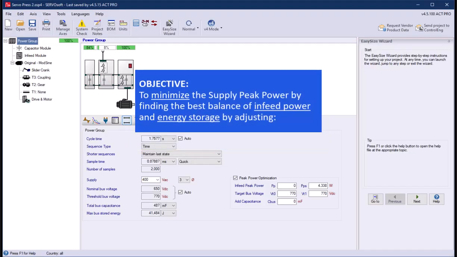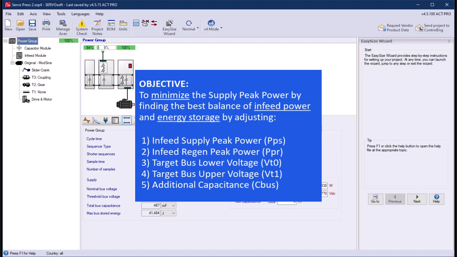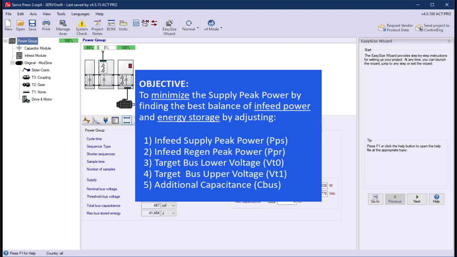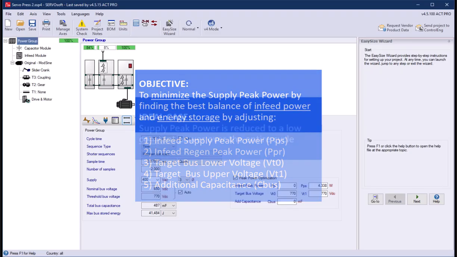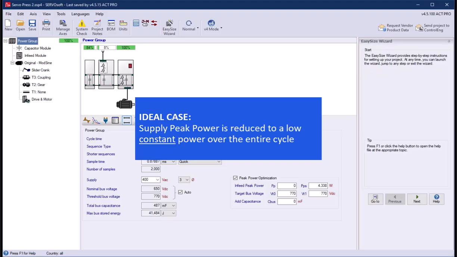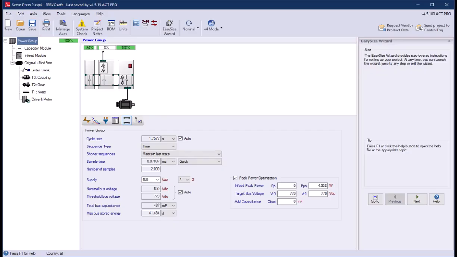The objective is to minimize the supply peak power by finding the best balance of in-feed power and energy storage by adjusting 5 parameters: in-feed supply peak power limit, in-feed region peak power limit, target bus lower voltage, target bus upper voltage, and additional capacitance. In the ideal case, the supply peak power is reduced to a low constant power over the entire cycle. So let's take a look at each parameter.